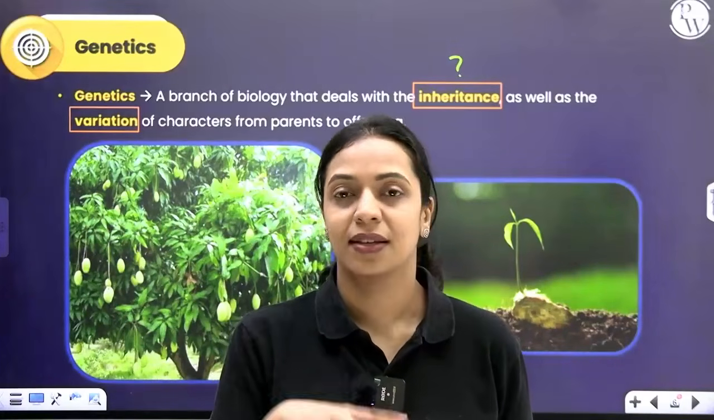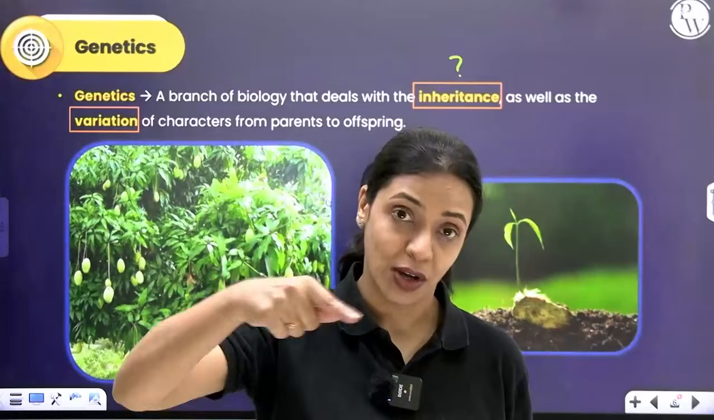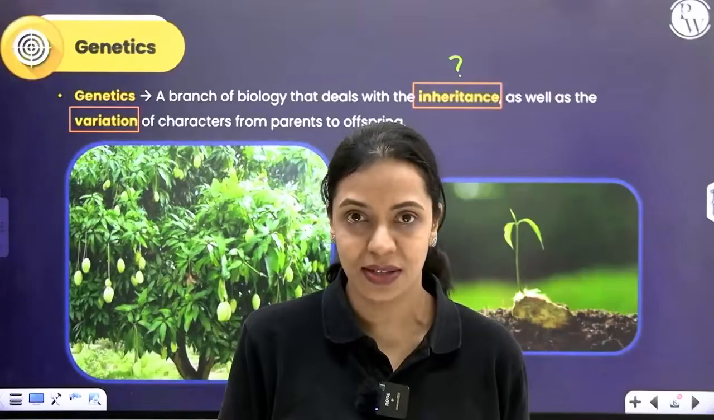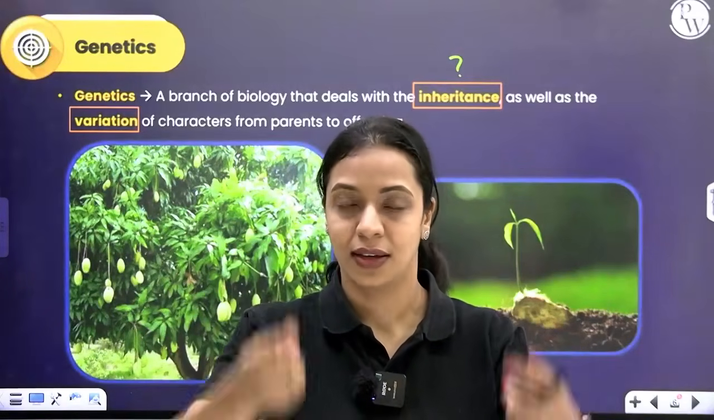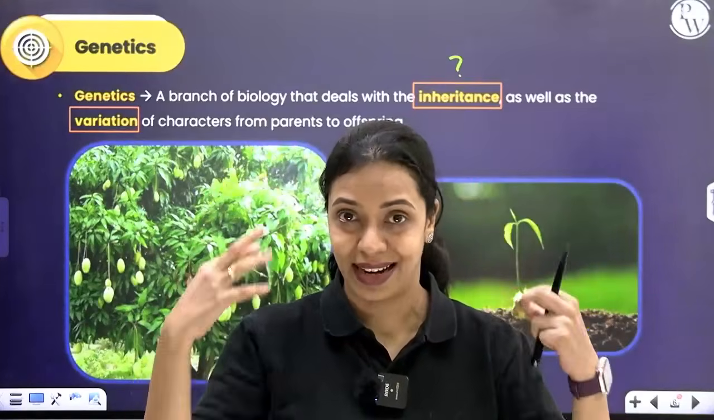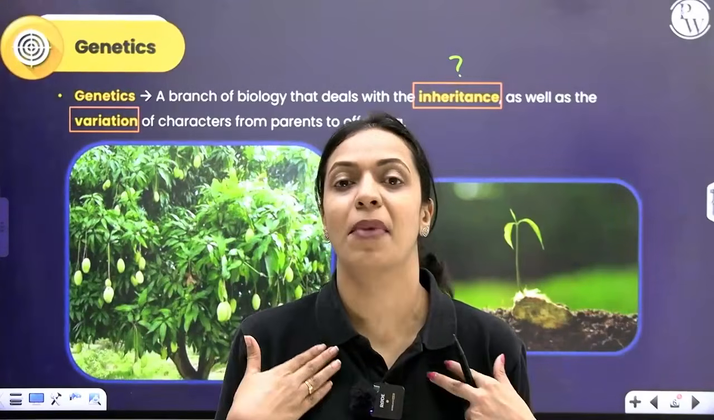We say that with respect to genetics, whenever characters like these are passed on from one generation to the next, the process by which that character gets passed on, that is called inheritance. Okay, so there is a process that happens when my characters will get passed on to my child. The process by which my characters are passed on to my next generation, that process is called inheritance. My child inherits my characters.